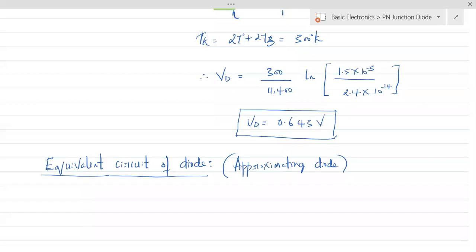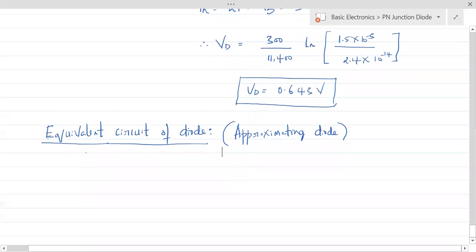So we call the diode a unidirectional device because it allows the current to flow in only one particular direction, and that too when it is forward biased. Okay, so to understand that better, we have three models. So let's approximate the VI characteristics.